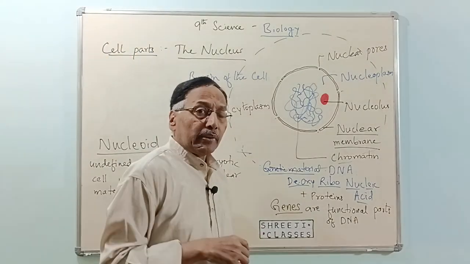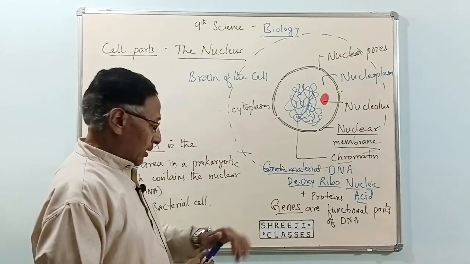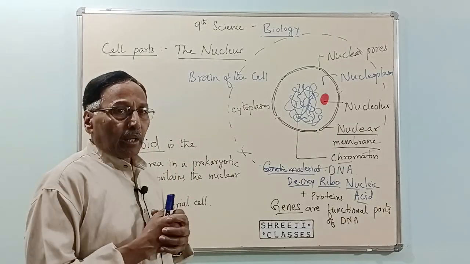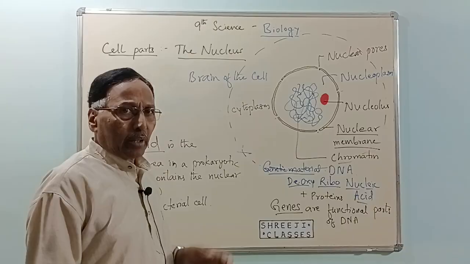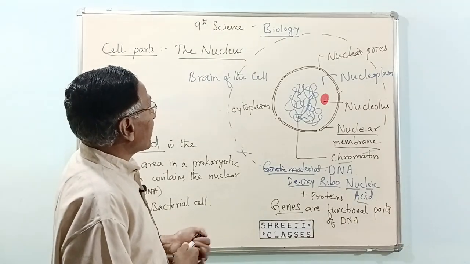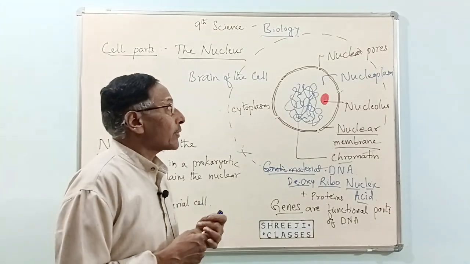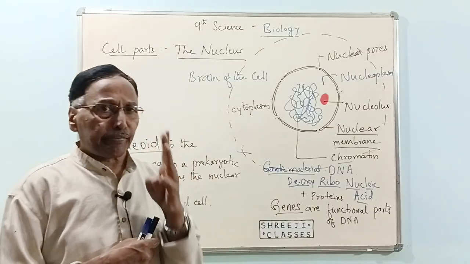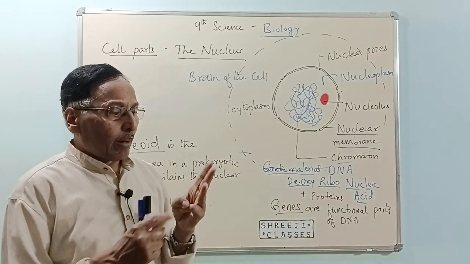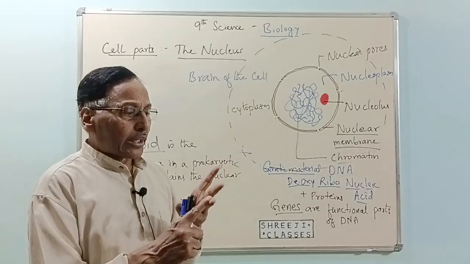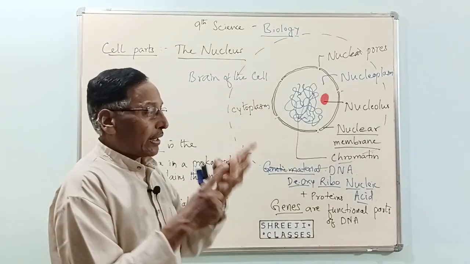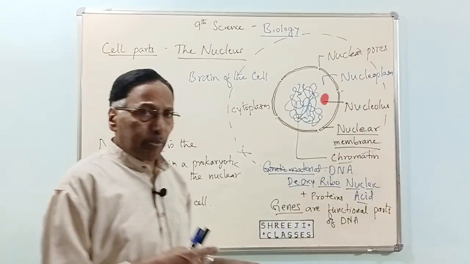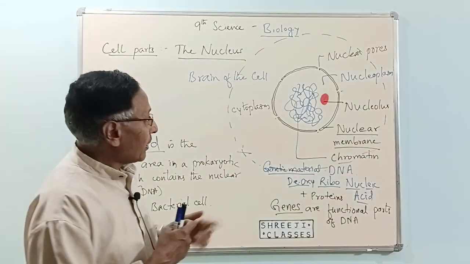Hello children, today I am going to tell you about one important part of a cell, the most important part of the cell, called the nucleus. Initially I told you there are three basic components of the cell. One is the cell membrane, second is the nucleus and third is the cytoplasm. Cell membrane gives proper shape to the cell.